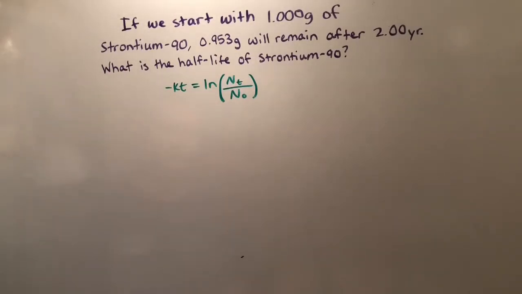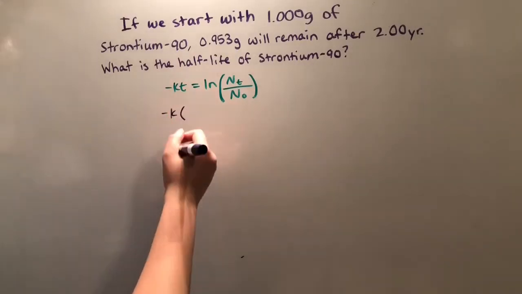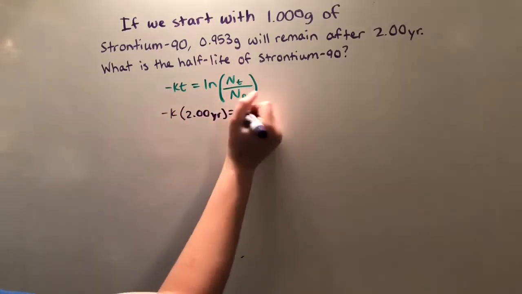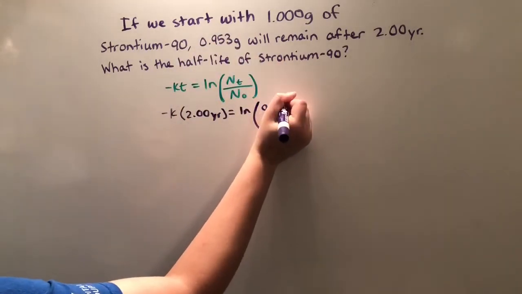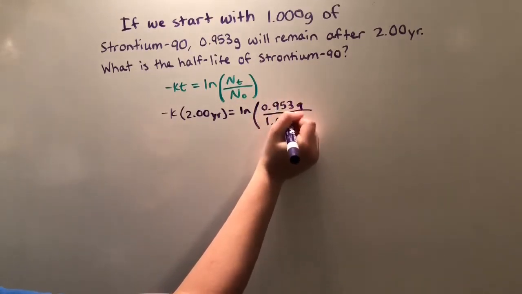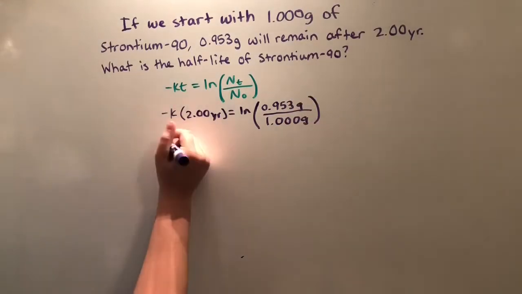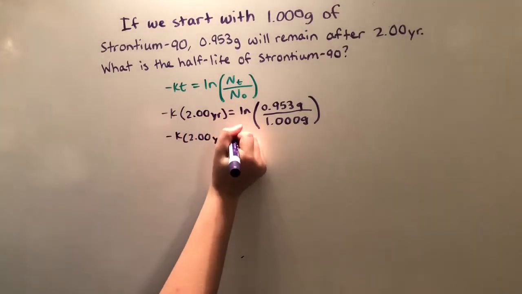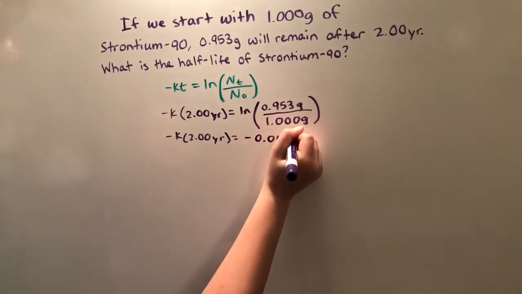We're going to substitute in what we know. Negative K times T, our T is 2 years, equals a natural log of N sub T, 0.953 grams over N sub 0. That's our initial amount. That's 1 gram. Simplifying this further, we get negative K times 2 years equals negative 0.0481.